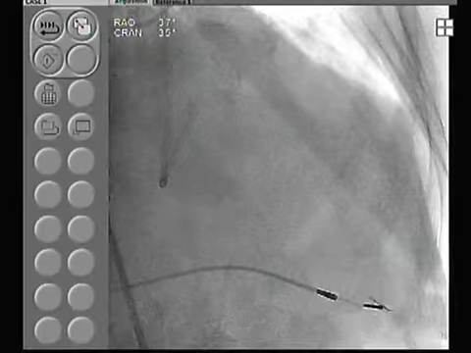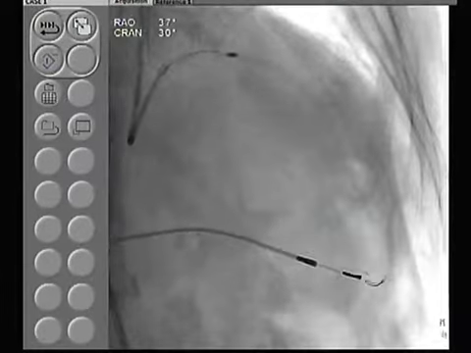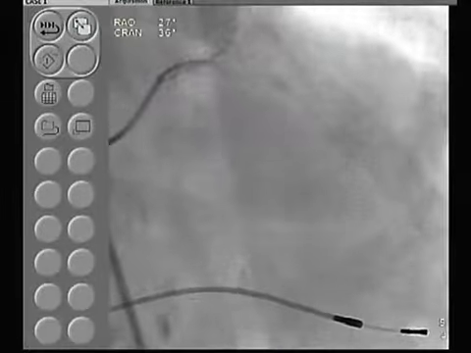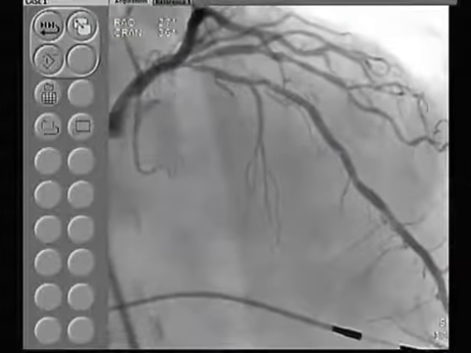I mean, still most people are going to be approaching these cases, despite all the merits you state, without rotational ablation. So let's say somebody is trying to approach this lesion without rotational atherectomy, what would be your next line of approach?